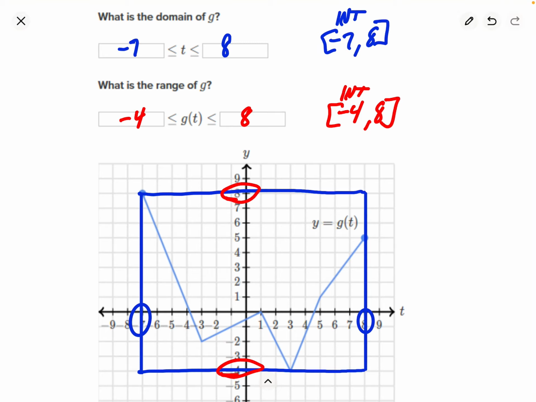Put the graph in the smallest rectangle that you can, and then just read the x and y coordinates to find the domain and range.